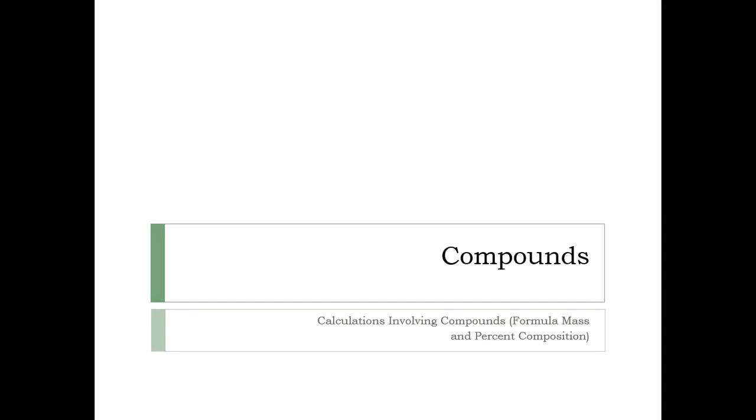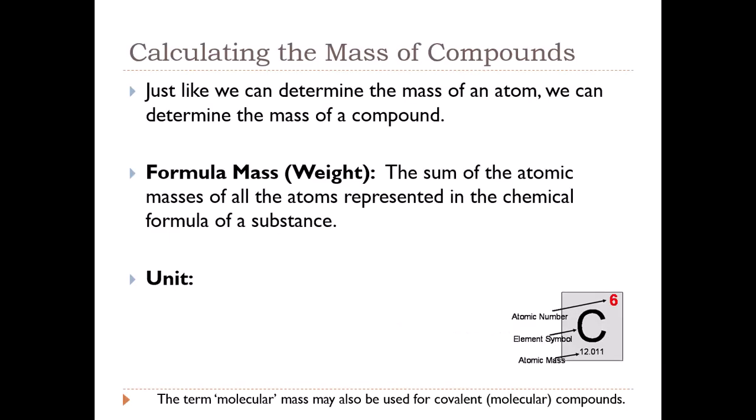In this lecture video, we want to look at our first set of calculations involving compounds, specifically calculating formula mass as well as percent composition. Previously we discussed the mass of an atom, so we calculated the atomic mass, which we said was an average of all of the naturally occurring isotopes, and that had units of AMU.